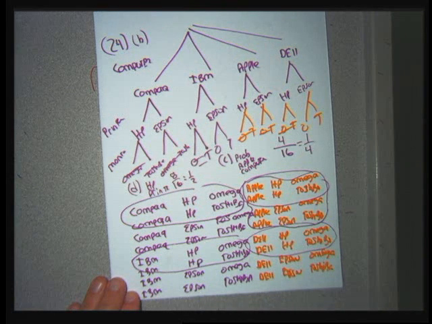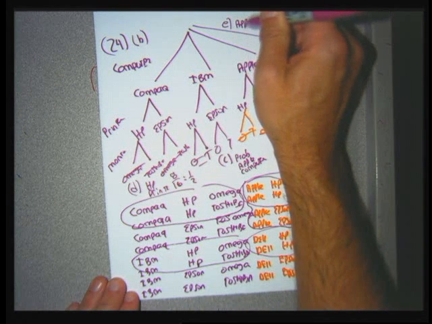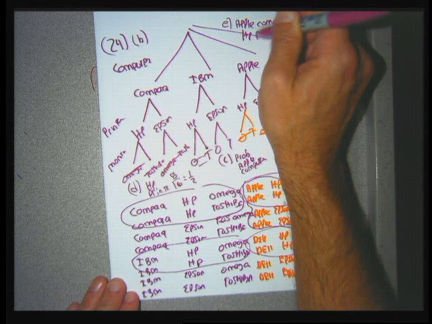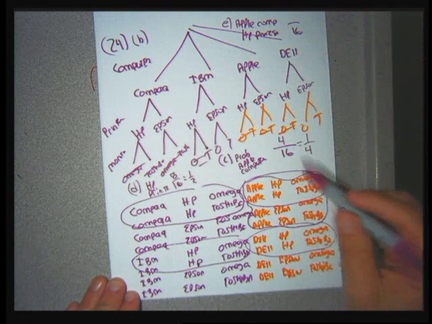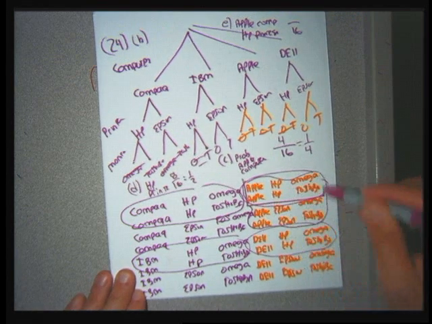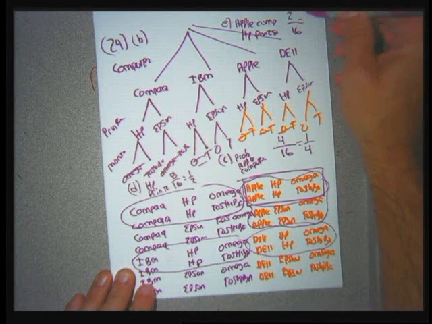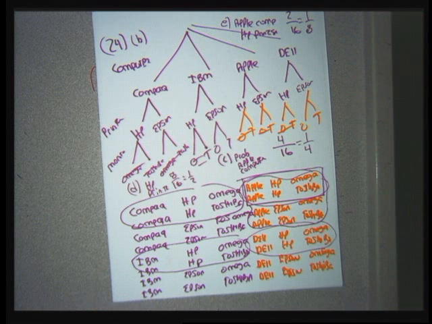And lastly, an Apple computer and an HP printer. I don't have room to write that, so I'm going to try to squeeze it in here. E says an Apple computer and an HP printer. The denominator is going to be 16, and these are the ones that have an Apple computer and an HP printer, and there's just 2 of them of the 16. So I'm going to say it's 2 and 16 are 1 and 8. Hopefully this is more tedious than it is hard.